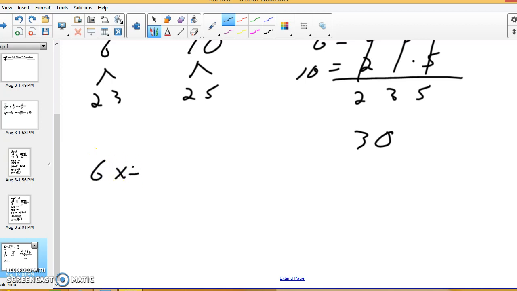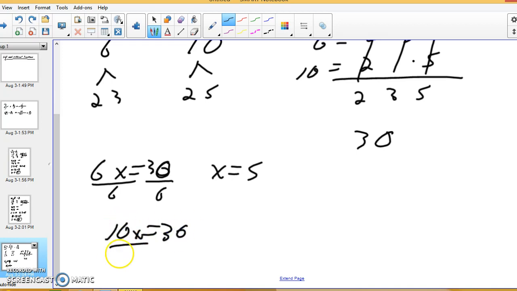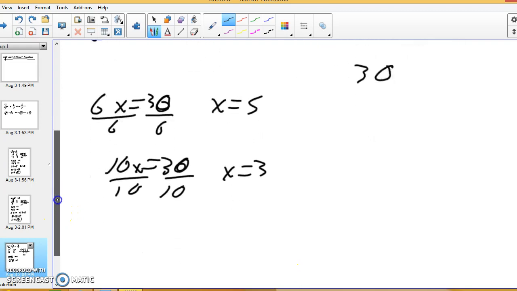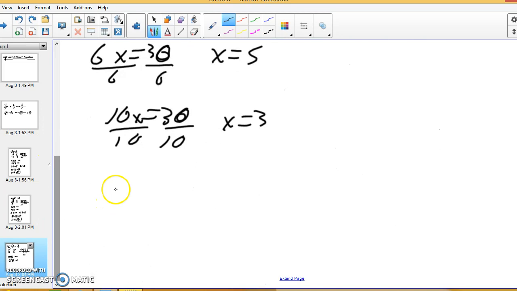So 6 times what gives us 30? Divide both sides by 6. So we should multiply that by 5. Then 10 times what gives us 30? Well, that should be 3. So now that we know what we need to multiply the denominator by, we'll just multiply the whole fraction by that. So 5x over 6, well, we need to multiply by 5 to give us our least common denominator.